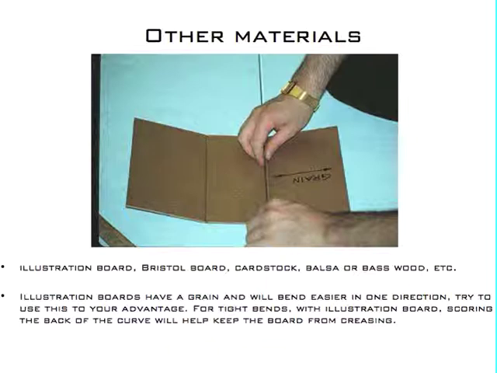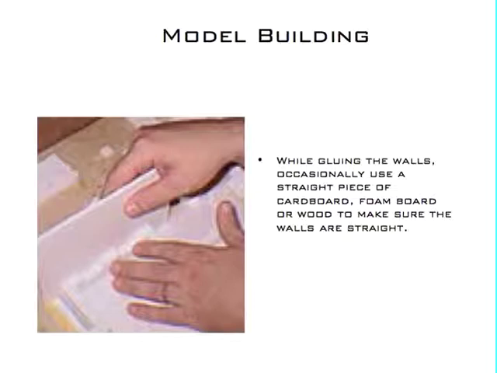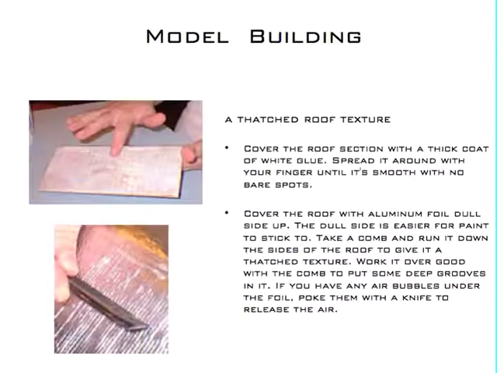Illustration board or Bristol board or cardstock or balsa wood are very helpful for model building, and they're all pretty easy to cut. Now let's look at an example. Again, a ground plan has been glued over illustration board. Then the vertical walls are being glued on top of the ground plan. Then a roof is added to the building.